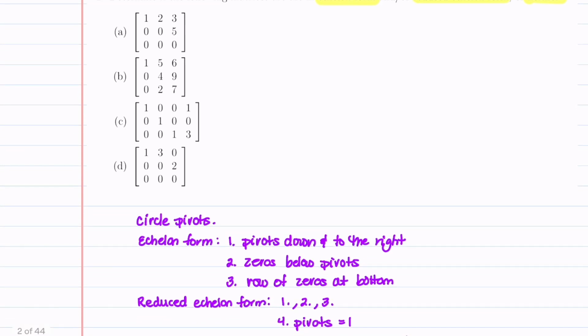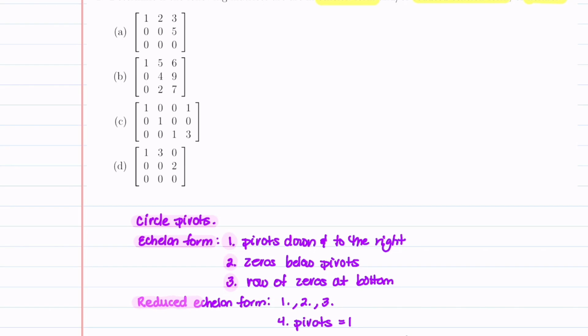The first thing that we're going to do is circle the pivots, and then we're going to check if our matrix is in echelon form. If it's in echelon form, we have three requirements. The pivots are down and to the right. We have zeros below the pivots. And then if we have a row of zeros, it's going to be at the bottom.